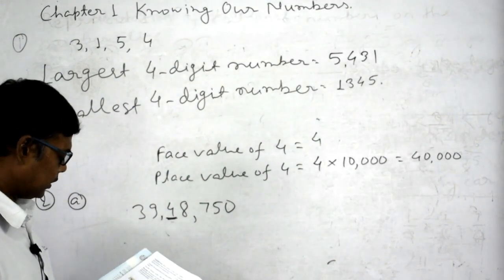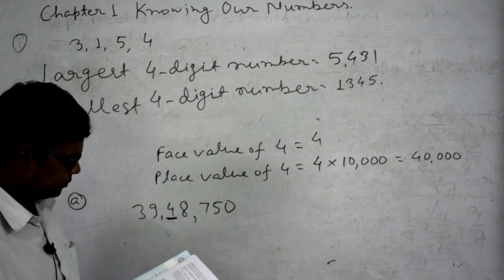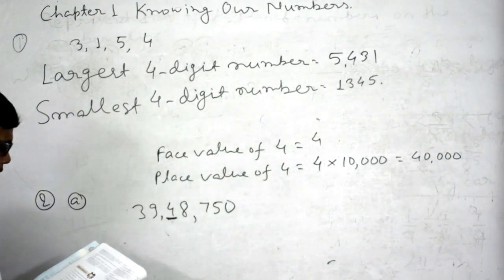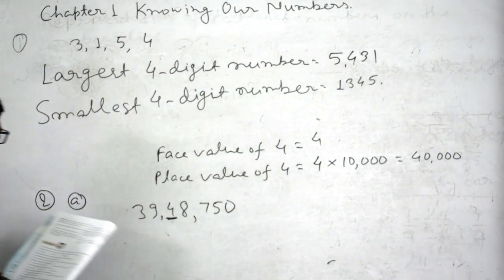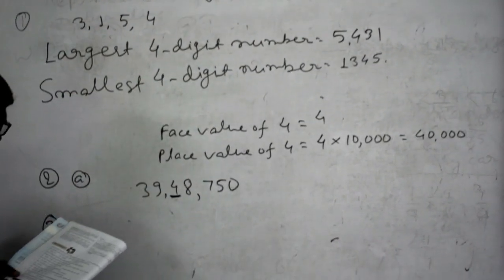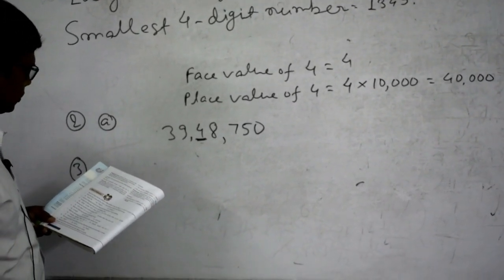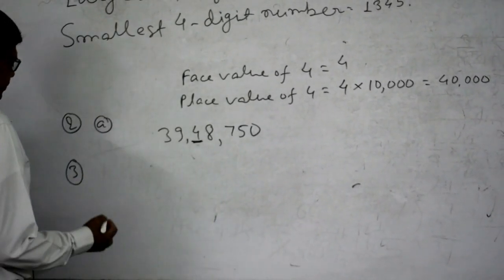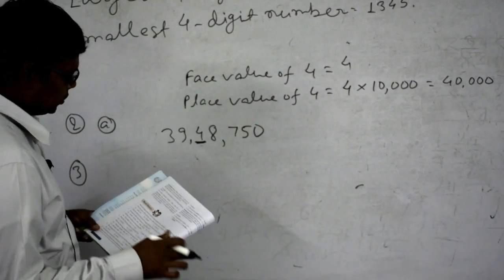Now next is question number 3: find the difference between the largest and the smallest 6-digit numbers. So what is the largest 6-digit number?